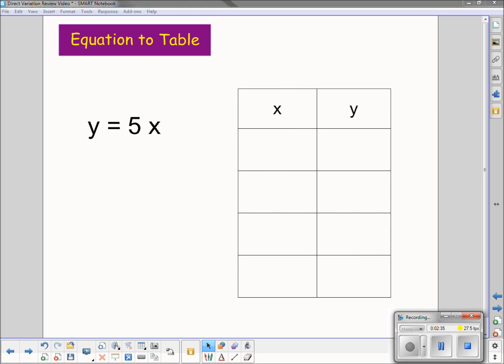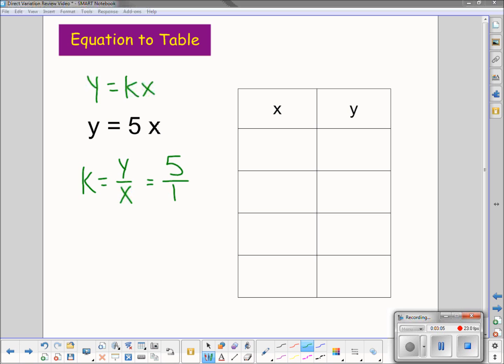In the next example, we will be changing from an equation to a table. Now we're going to use the same kind of principle we used last time with y equals kx. That's the direct variation equation. And again, I will use k equals y over x to help me fill in this table. Because the k that they gave me in y equals 5x was a whole number, 5, I need to, once again, put it over 1 so that it becomes a fraction. Now, I realize that my numerator is my y value and my denominator is my x value. So as I come over to the table, I will write 5 as my y and 1 as my x.